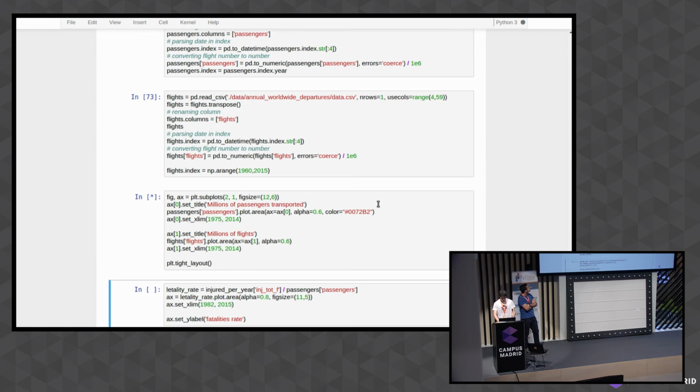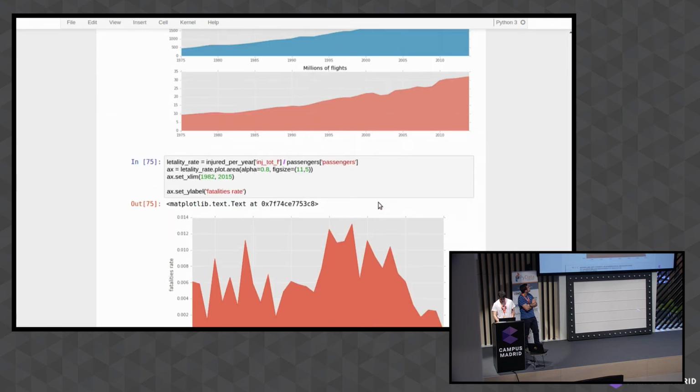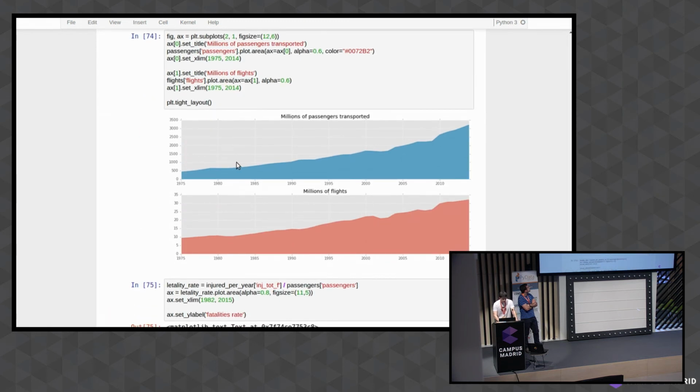air transport has been growing a lot in the last years. This is millions of passengers transported. This is millions of flights. It's funny if you have a look here. Oh, no. No, it's not funny.